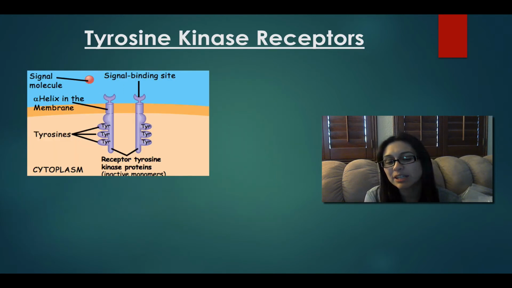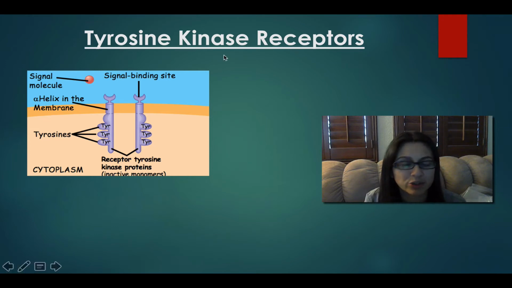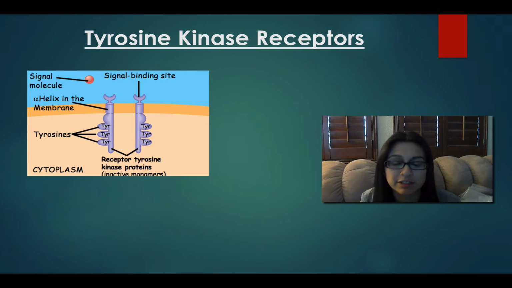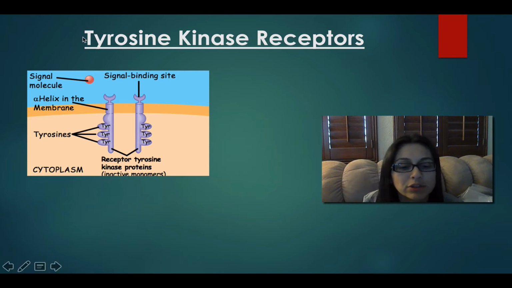Tyrosine kinase receptors, these ones are really interesting, and these have been found to be involved in many things within our body as well. So tyrosine kinase receptors, sometimes referred to as receptor tyrosine kinases. The name kinase, again, should ring a bell. The kinase means that it's going to be a molecule that's involved in phosphorylation, and in this case a protein involved in phosphorylation.